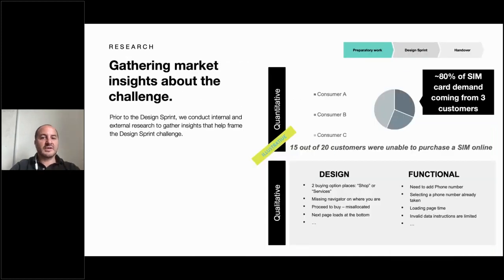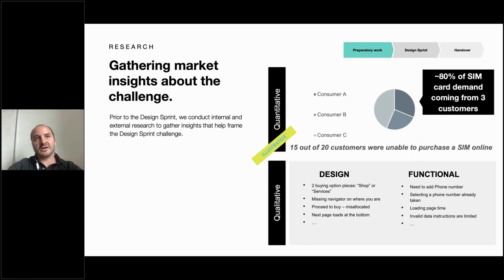So the first thing that we did during the preparatory work was to understand the challenge and to scope where was the best solution and the highest benefit. We tend to use the 80-20 rule or the Pareto approach, where we want to understand what is the major benefit. And going through the numbers, we realized that 80% of the SIM card demand was coming from 3 customers.